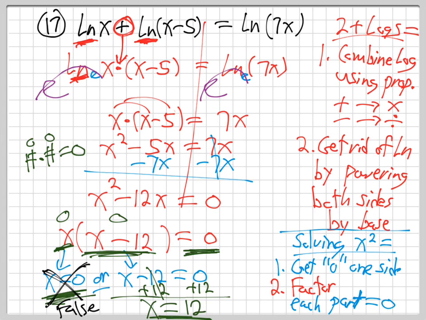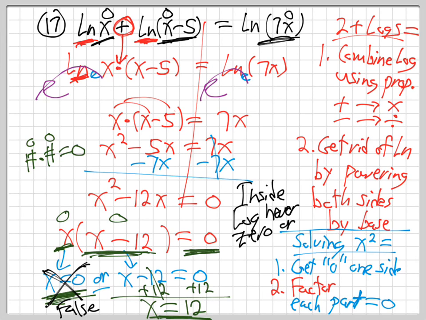Why? Because if you go back to the beginning of the problem, if you made x 0, it'll make this 0, it'll make that negative, and here as well, it'll make that 0. Remember, the inside of a log is never 0 or negative. The inside of a log can never be 0 or negative. So throw away that answer 0. The only answer to this problem then is the 12. There we go.